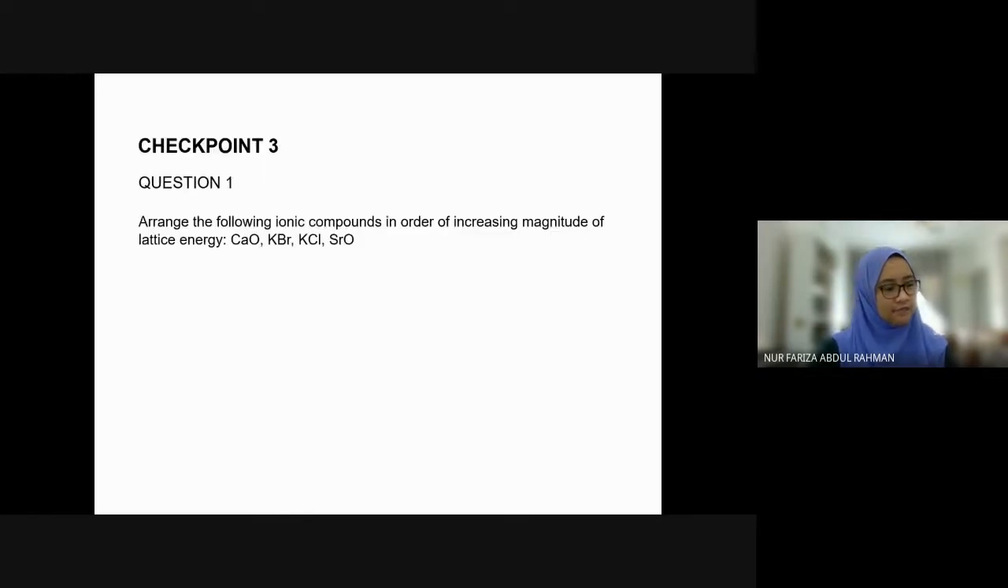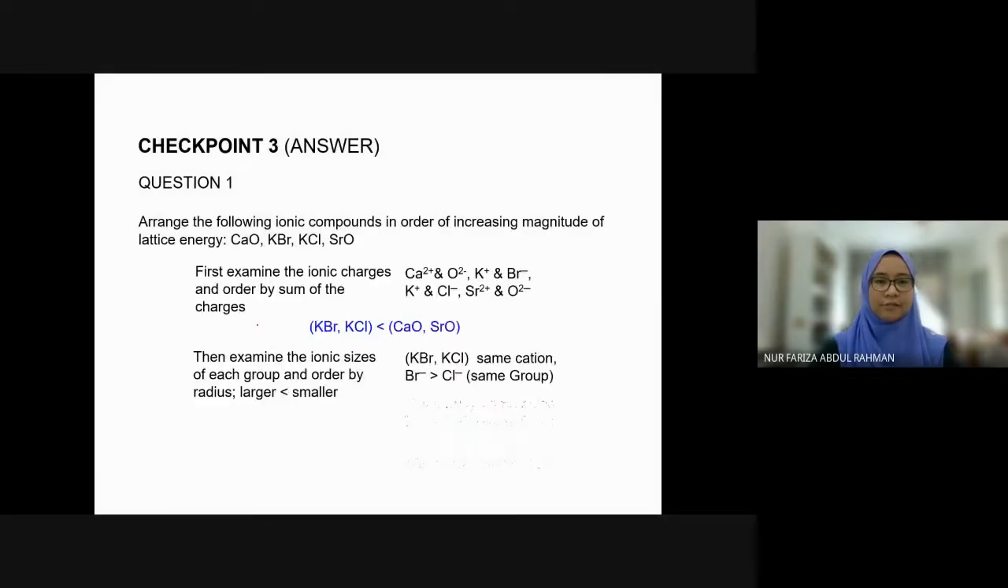Okay, arrange the following ionic compounds in order of increasing magnitude of lattice energy. Please make sure to complete this checkpoint. Okay, we will discuss it tomorrow.